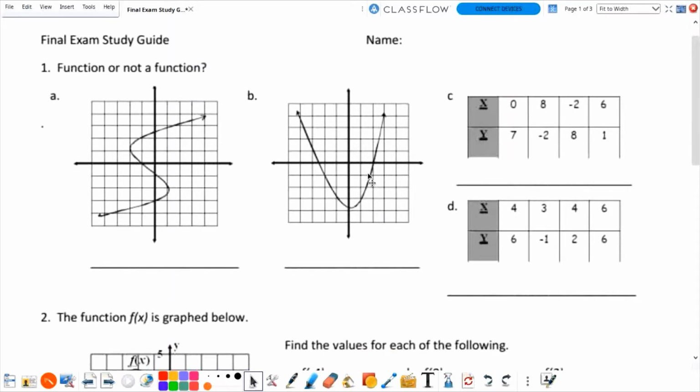So the first question asks us, is this a function or is it not a function? So when we're looking at A and B here, we're going to use the vertical line test. If you think about dragging a pencil vertically across the graph, does that pencil hit more than one point on that graph at any given time? So we'll use this y-axis as our vertical line here, and you'll notice we have a point here, here, and here. So this one is definitely not a function.